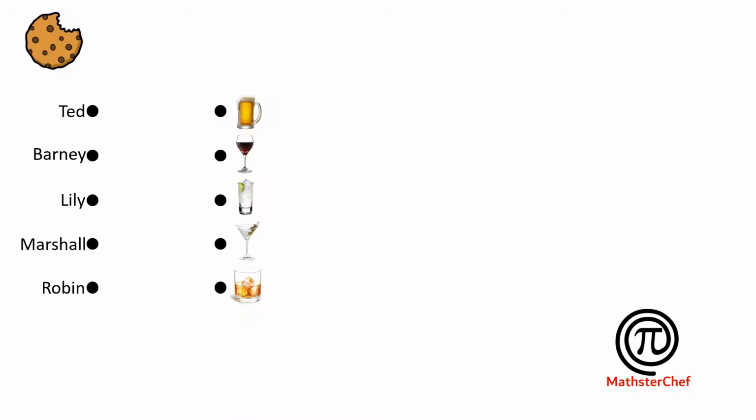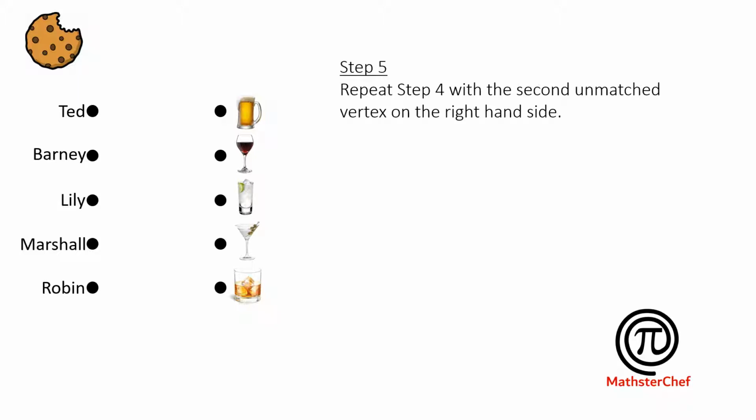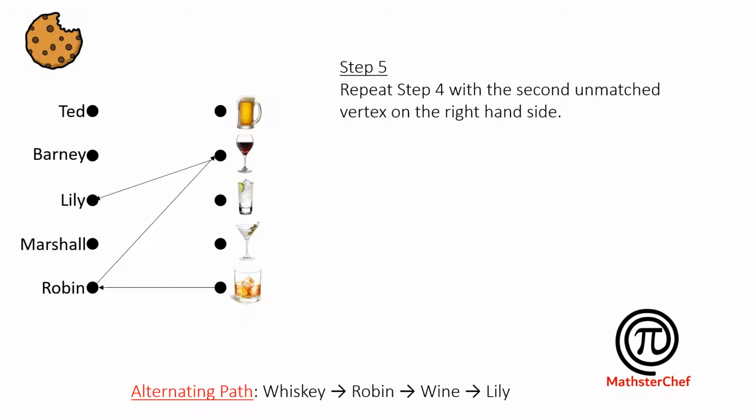But notice that this leaves Lily with a drink that she still doesn't really want, so we need to apply the alternating path method again. So let's start with the other unmatched vertex on the right hand side, so in this case whiskey. We can match the whiskey to the unmatched vertex on the left hand side, in this case Lily, by our alternating path method. So notice that our alternating path would go from whiskey to Robin to wine to Lily. We have managed to improve our initial matching by giving Lily the wine and by giving Robin the whiskey. So now we have found a complete and maximal matching, as each friend has been matched to a drink that they like.